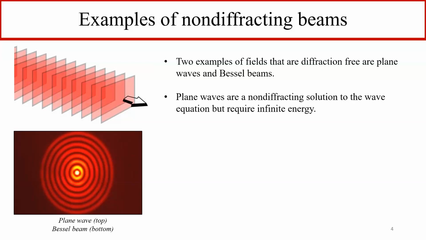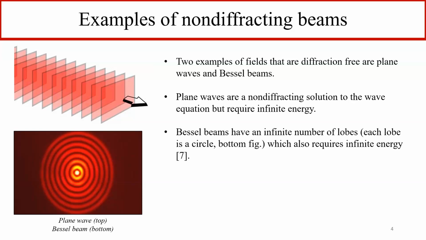The other big example is the Bessel beam. The Bessel beam is that bottom image. This is what you would see for a Bessel beam if you just projected it onto a screen over there. This also has an infinite number of lobes, and each lobe is each circle in that image right there. But this would also obviously require infinite energy. If you have infinite lobes, you have infinite energy.